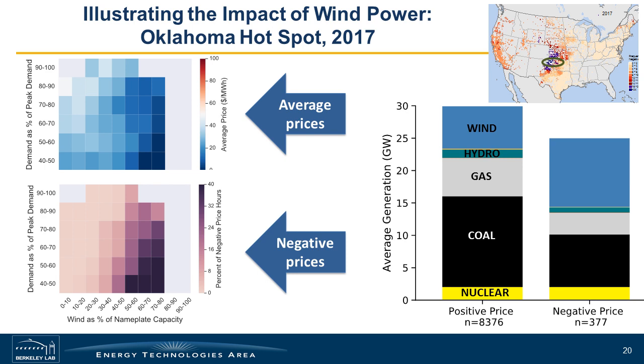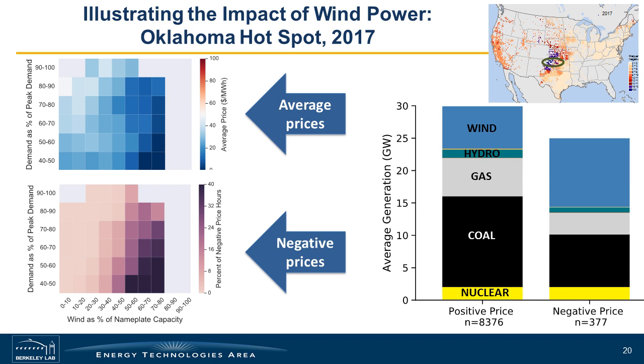These charts on the left take the load and break it up into different deciles, from low load, the 40 to 50% of peak, up to the peak load levels. That's what's shown on the vertical axis of these charts on the left. And then on the horizontal axis, we're showing the wind at different levels. And you can see that as you go to high wind levels, prices tend to be lower, and high wind levels also lead to more negative prices occurring.